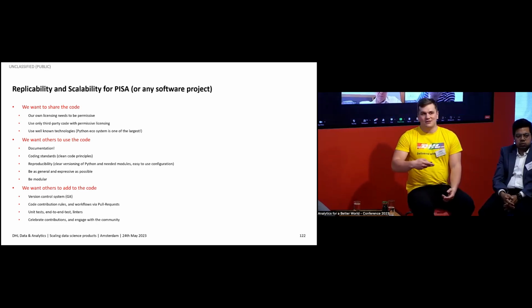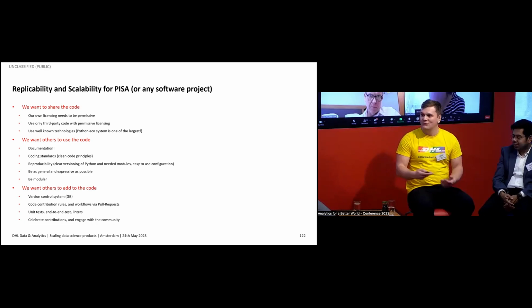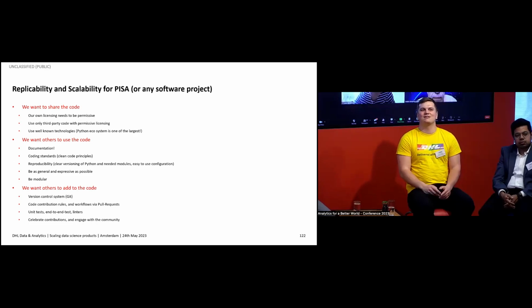Now, we want others to use the code, right? In research projects, in projects from NGOs, documentation. It's not very high tech, right? But good documentation makes the code actually usable for others. Coding standards. We have a lot of people coding, hopefully. We want to be open to submissions by others. So we need to keep in check that the coding is good enough.